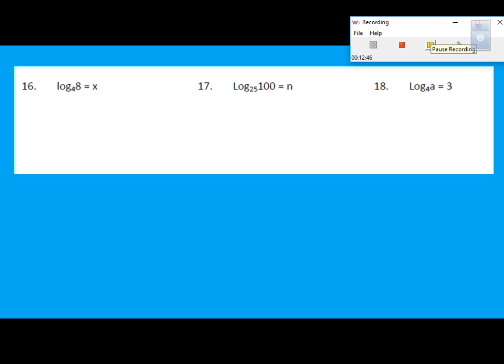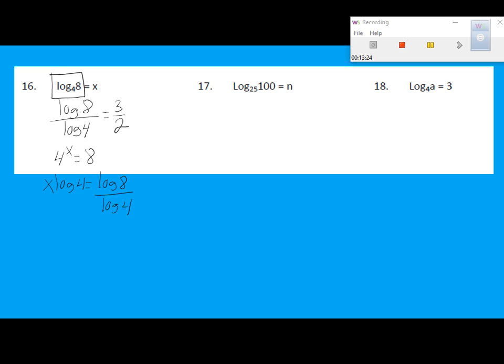Okay, if you look now at number 16, log base 4 of 8 equal x. Guys, this is one of those that we can type right into our calculator. I'm going to type in log of 8 over log of 4. Worst case scenario, you go 4 to the x equal 8. You log both sides, so you got x log 4 equal log of 8. And then you divide both sides by log of 4 to get x by itself. So same thing. And if you run that through, you're going to get 3/2.